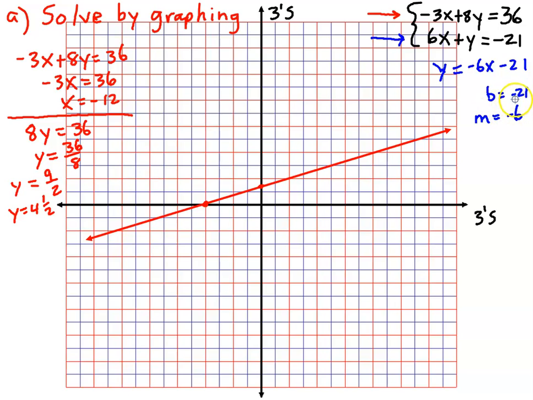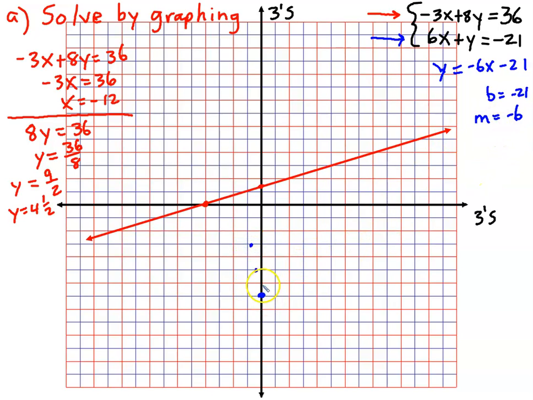So it has a y-intercept of -21. So that's, in our scale, like going down 7. And if I counted out a slope of -6, that would be up 6 and then left 1, up 6, left 1 again. Okay, you could do that.